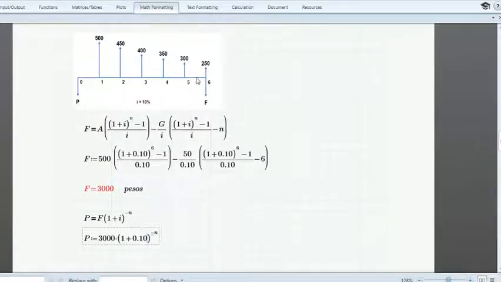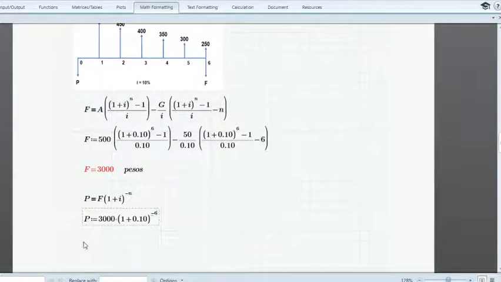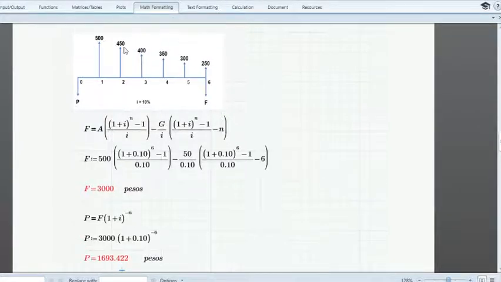We have 1, 2, 3, 4, 5, 6 years. So, raised to negative 6. Then the value of P is equal to 1,693.422 pesos. And ito na yung present worth ng lahat ng payment mo. Ito na yung present worth nitong 500, 450, 400, 350 hanggang kay 250.